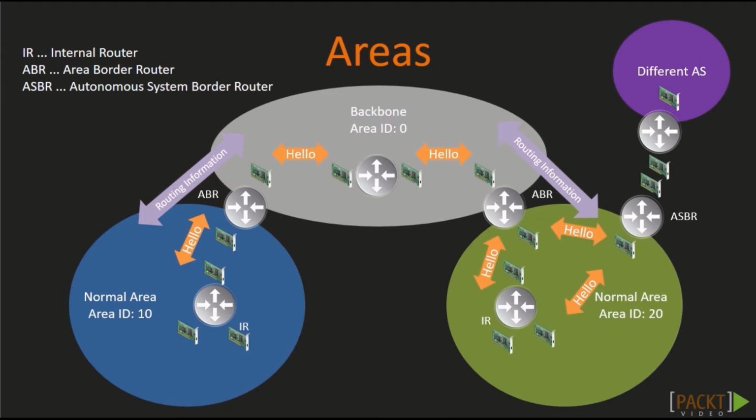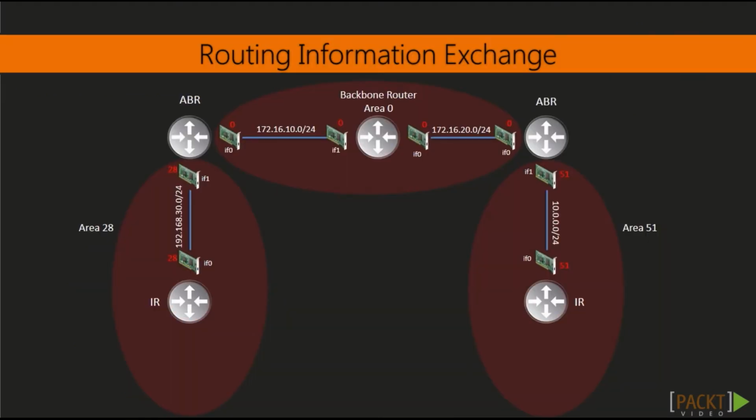How does the routing information exchange work? I created another example. So we have again a backbone router, we have 2 ABRs, one on the left, one on the right, we have 2 internal routers, and as you can see, they have only one interface with a subnet connecting to the ABR, and the ABRs have different subnets connecting to the backbone router. So they have already exchanged the hello packets, and these routers are all already exchanging routing information with each other.